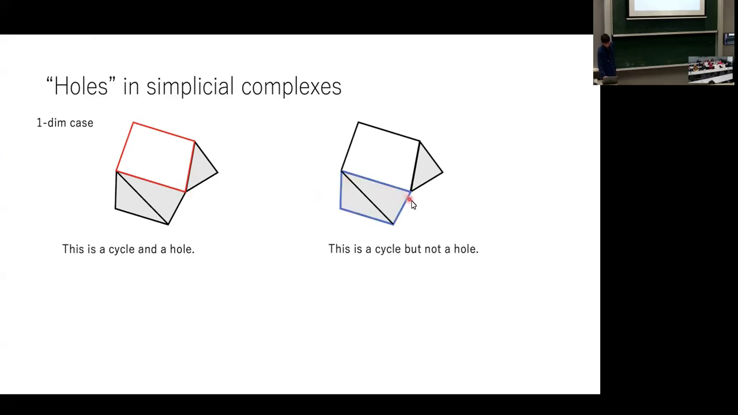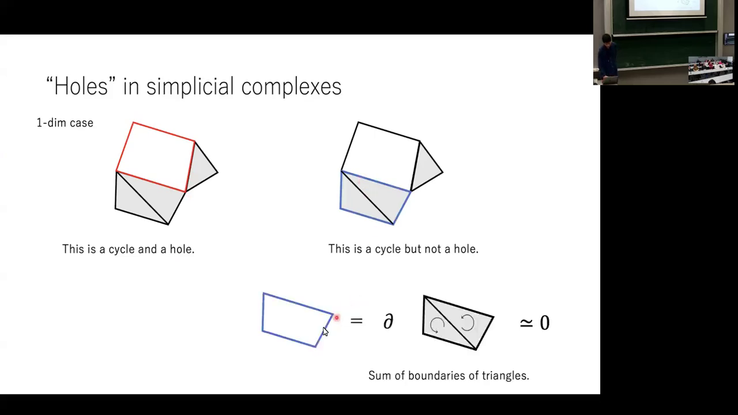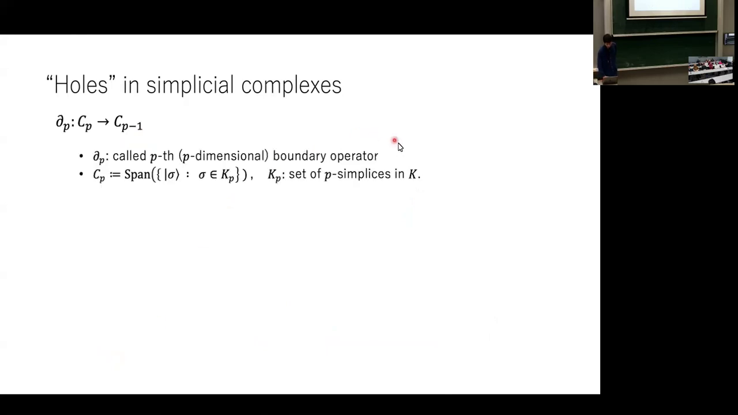But if you look at this blue cycle, this is also a cycle, but this is not considered to be a hole, because this cycle can be written as a boundary of triangles. So basically, we say that a cycle is a hole if it cannot be written as a sum of boundaries of one-dimensional higher objects. So this can be formulated in this way.